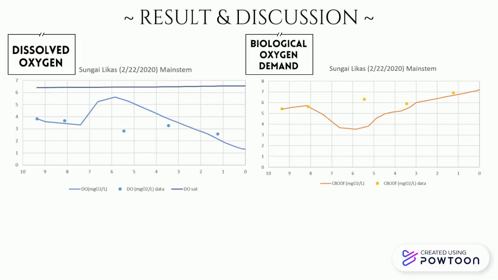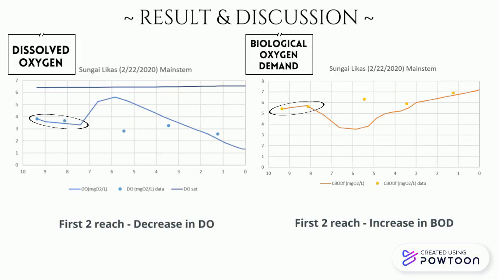Another observation that can be made is that DO value decreases and BOD value increases at the first 2 reaches. This can be due to the headwater being close to the residential and commercial area, which is one of the primary locations of point and non-point sources to the river.